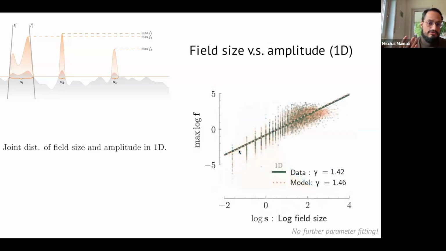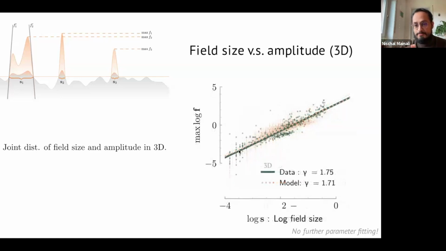Next, there are these anecdotal observations that larger fields tend to have larger amplitude. So we wanted to understand the joint distribution of field size and amplitude, and this is what's shown here. On average, the relation between the field size and amplitude follows a power law. And it also captures the spread of the joint distribution pretty well. This is in 1D, and we can repeat the same procedure in 3D. And we also get a power law distribution with a different coefficient.